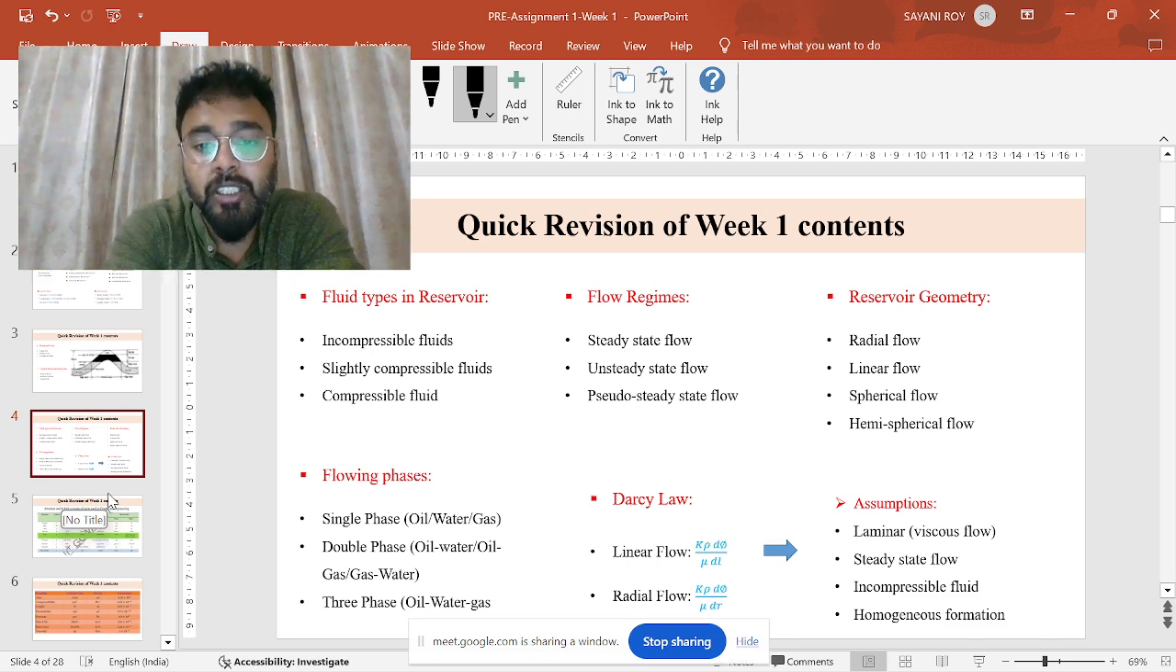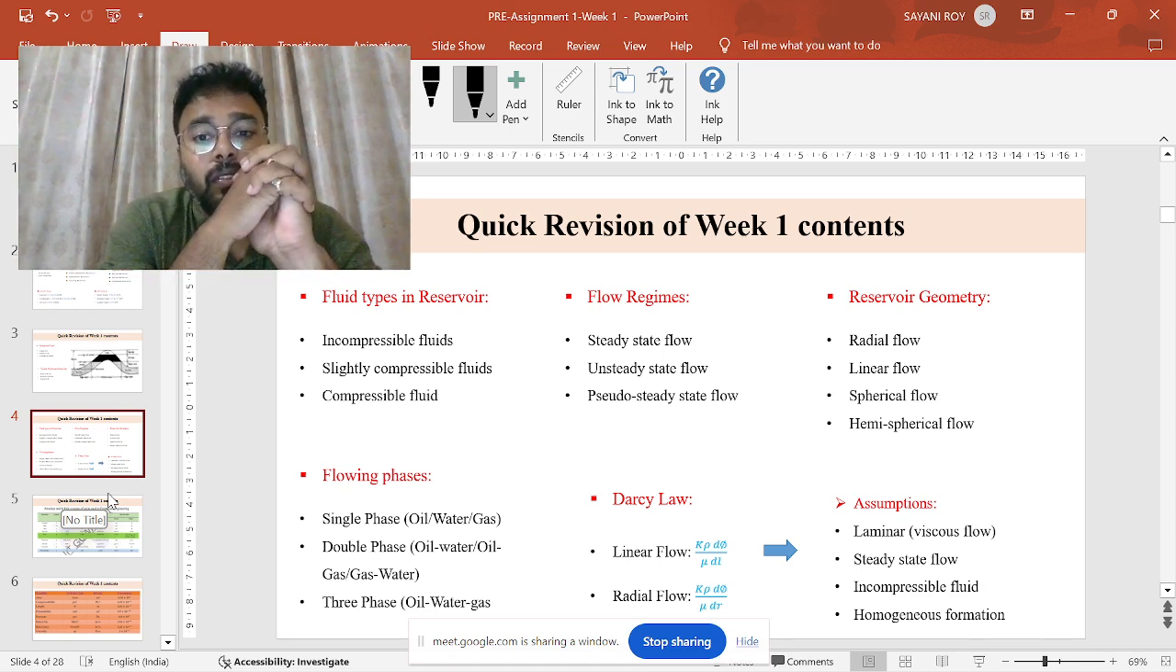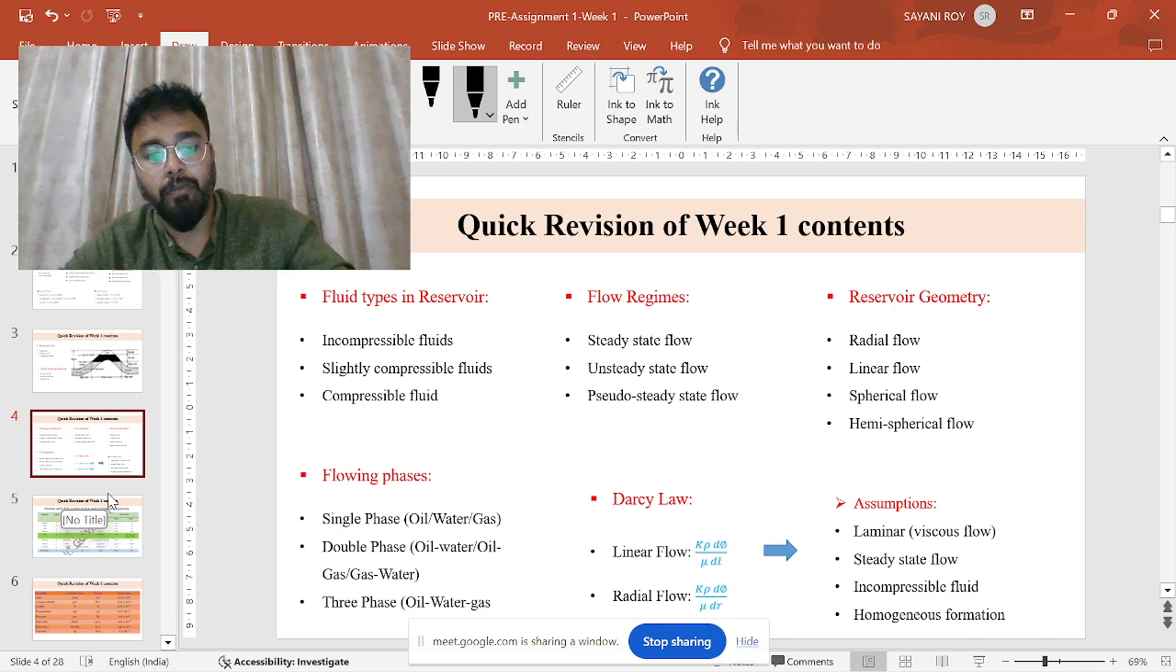Next is flow regimes. Flow regimes are steady state flow, unsteady state flow, and pseudo steady state flow.